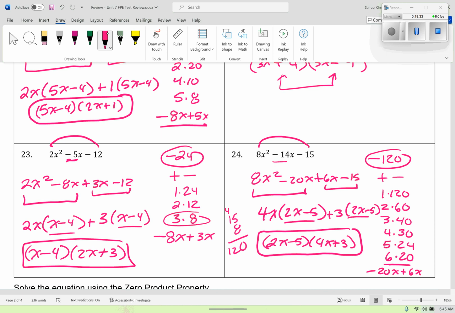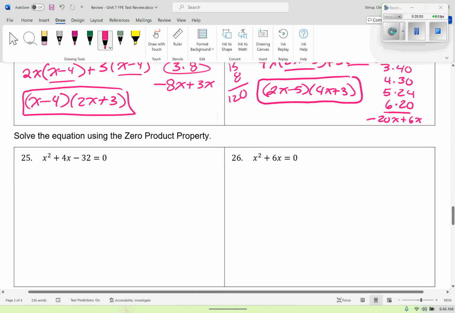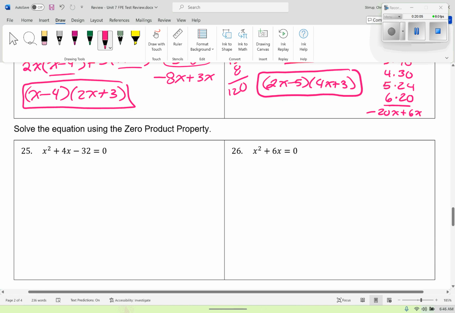Okay, so those were factors. Why were we only factoring them? There wasn't an equal sign. Okay, so I think we can keep going. I'm just going to finish up the rest of these. Is that okay? So now it's the zero product property. These are equal to zero. So that means I have to factor it first, and then set those factors equal to zero and solve. Remember that? It's the new stuff.